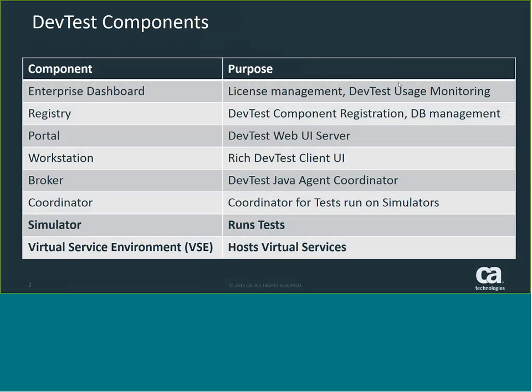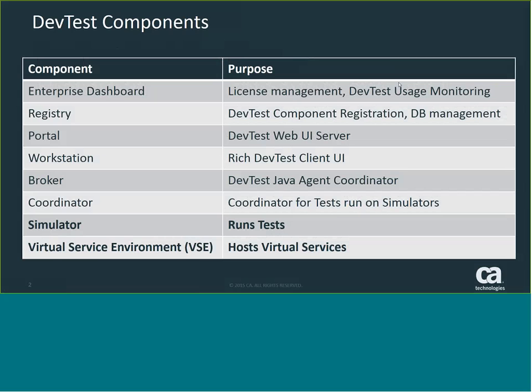Now that we have mentioned two DevTest components already in the webcast title, let us quickly review the available DevTest components for the new DevTest users in the audience. The Enterprise Dashboard service is the central DevTest component that takes care of the DevTest license information and monitors the product usage with the help of the registry services. You can have multiple DevTest registries reporting to a single Enterprise Dashboard.